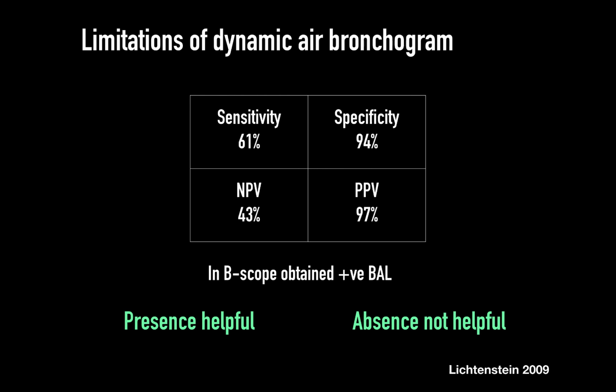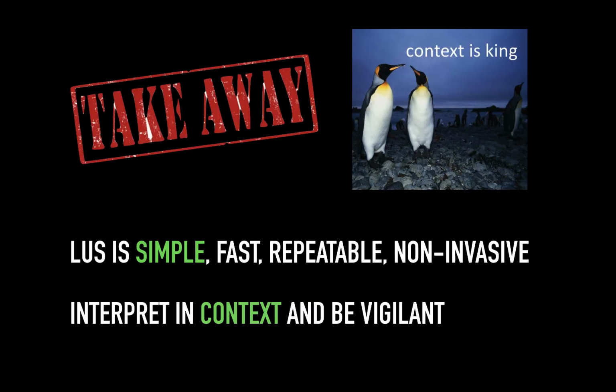Dynamic air bronchograms have significant limitations. One of them is that they are uncommonly seen. When they are seen, they have a good positive predictive value and good specificity. However, they lack sensitivity and have a poor negative predictive value. Therefore, their absence is not helpful.